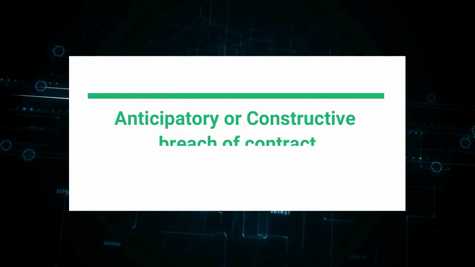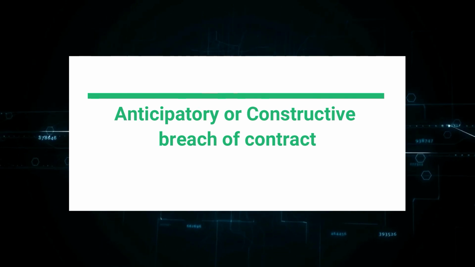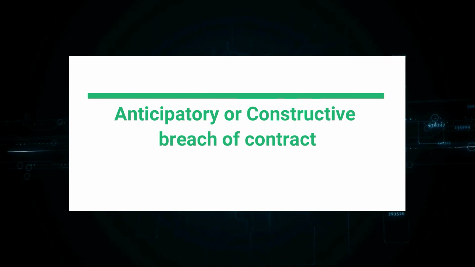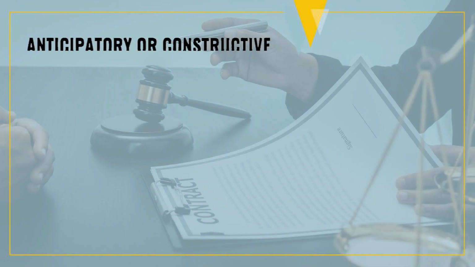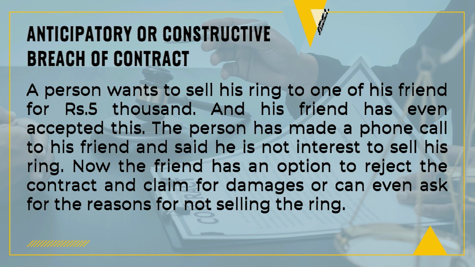So anticipatory breach of contract is made by the parties. They declare in advance, they know that they are not going to perform the contract to their fellow being. Let us assume that I want to sell my ring to one of my friends for 5,000 rupees. Now I am not interested in selling my ring to my friend. I make him a phone call saying that I am not interested in selling my ring to you.